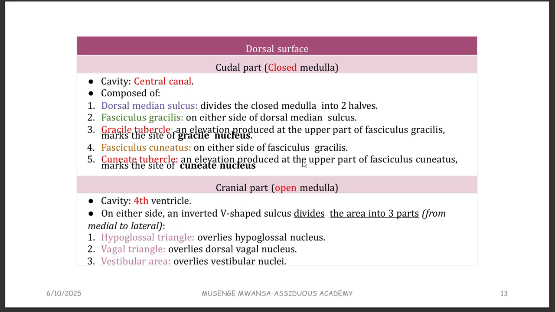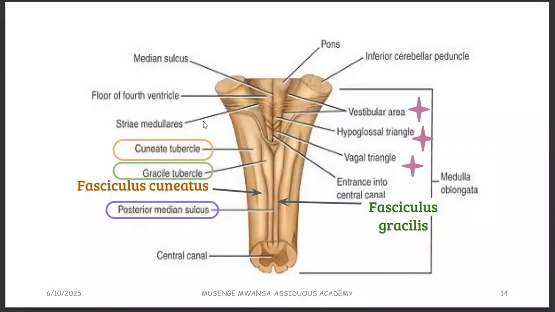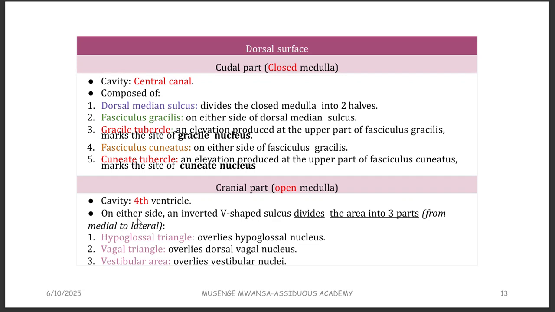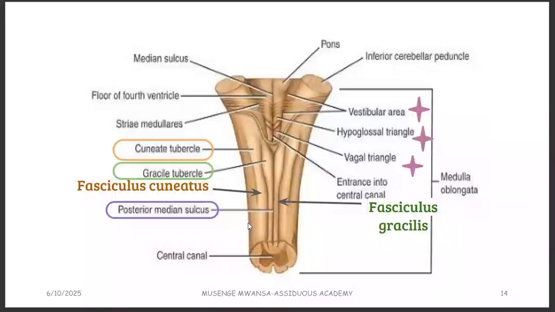And then the cranial part is open, and the cavity that is found on the cranial part is the fourth ventricle. Okay, so we're going to have the fourth ventricle. And then on either side, we have an inverted V-shaped sulcus, which divides the area into three parts. Okay, an inverted V-shaped structure. You can see there is this structure here.